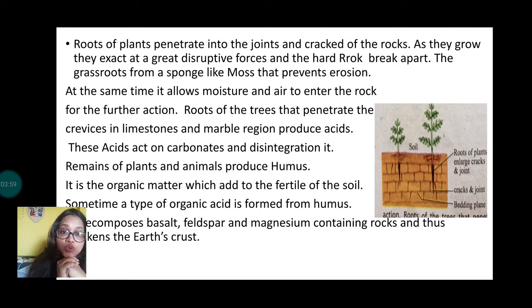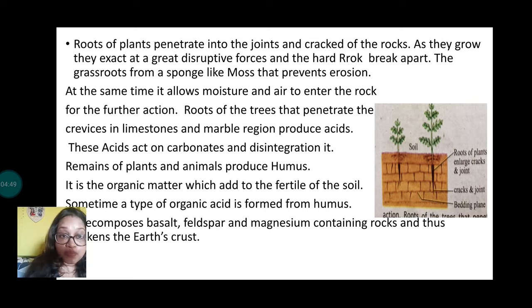The roots of big trees, in limestone and marble regions, do their work. They produce acid, and these acids mainly act on the carbonates and disintegrate the rocks. As you know, chemical reactions happen there, and that limestone is totally dissolved in water. After that, the remains of plants and animals produce humus. It is organic matter which also adds to the fertility of the soil. Sometimes a type of organic matter is formed that is known as humus.